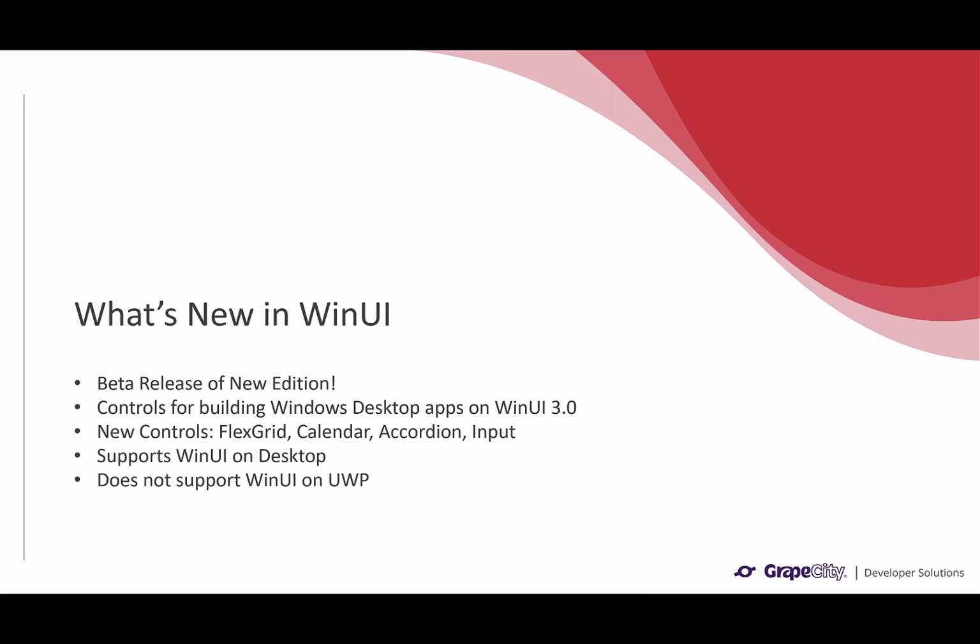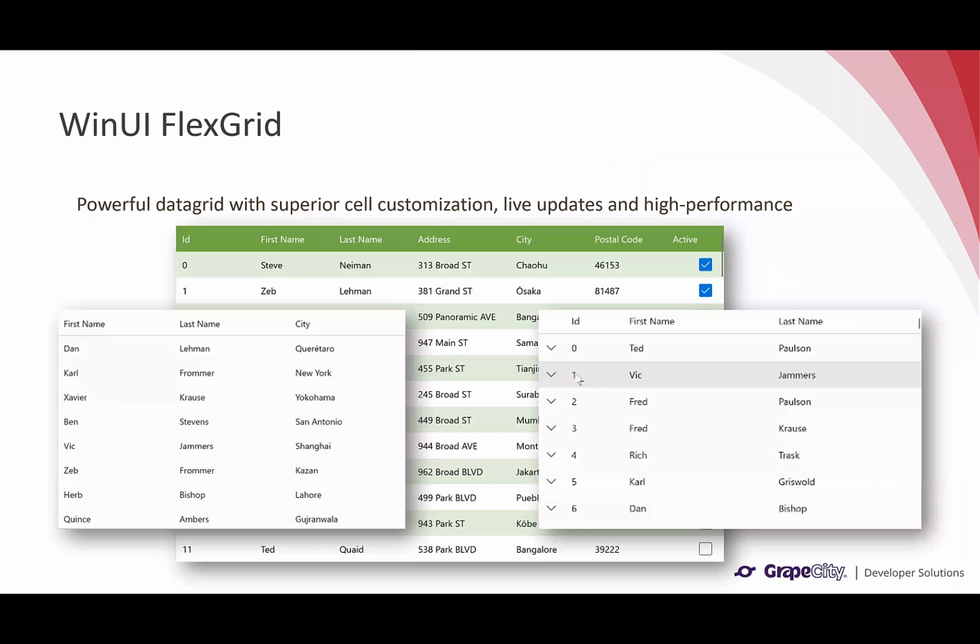Now, there are 2 flavors of WinUI. There's WinUI on desktop and WinUI on UWP. At this time, we are only supporting the WinUI on desktop, which uses the Win32 with this new WinUI edition.